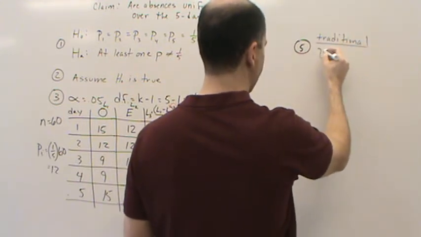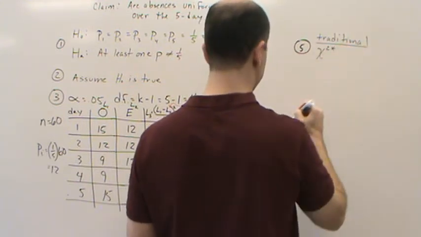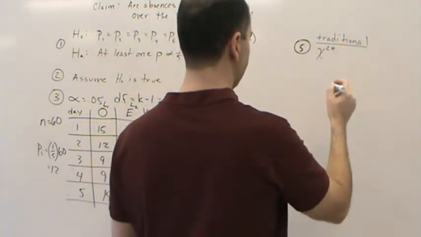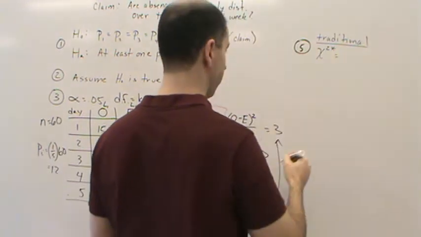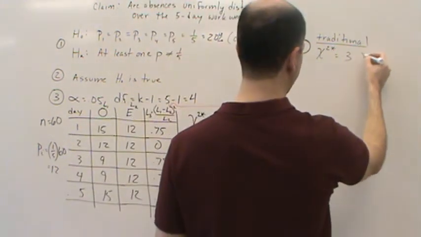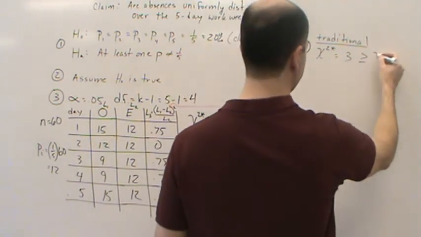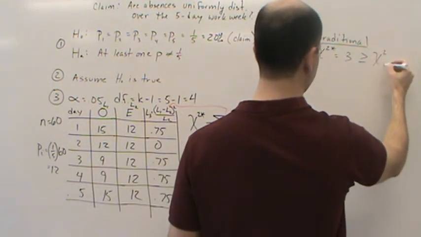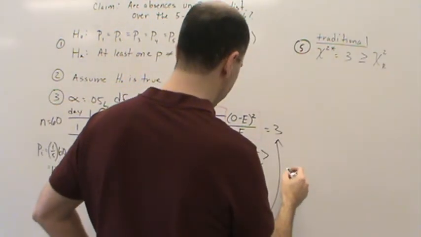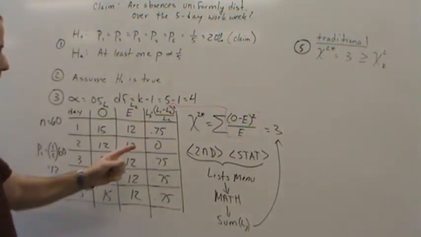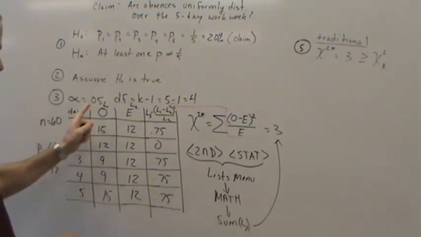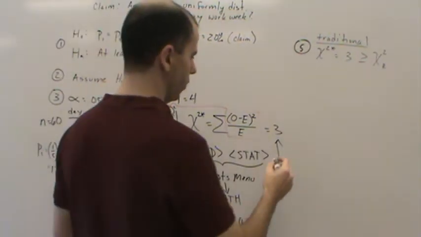And so we've got chi-squared star equal to 3. Now it's a right-tailed test, so we want to test to see whether it's bigger than or equal to our chi-squared r value. So what is our chi-squared r value? Well, remember, we need the degrees of freedom, which is 4 in this case, and we need our alpha level, which is 0.05.